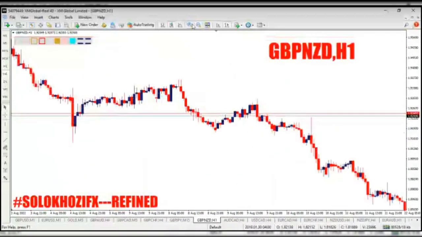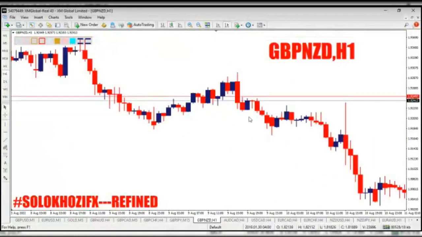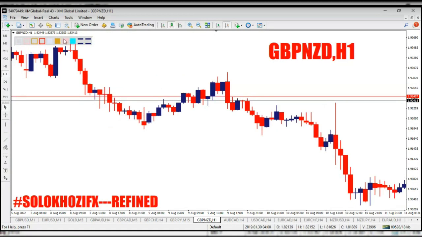Okay, I know one would ask, what if I get this? What if I get this around my supply zone? I can vouch for this one. I would say you can go for it.